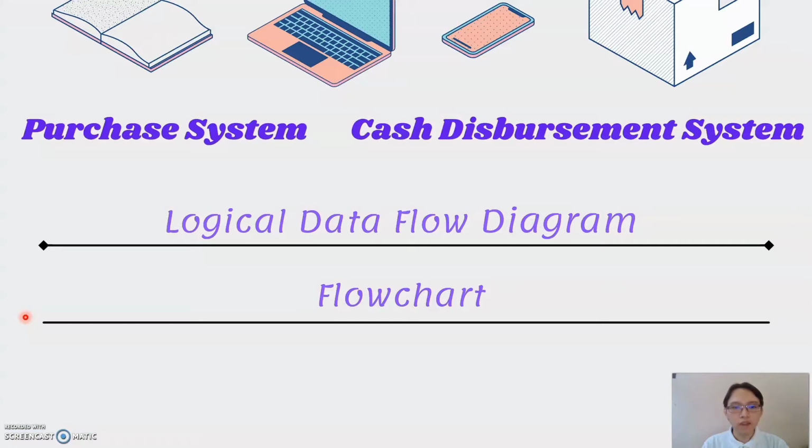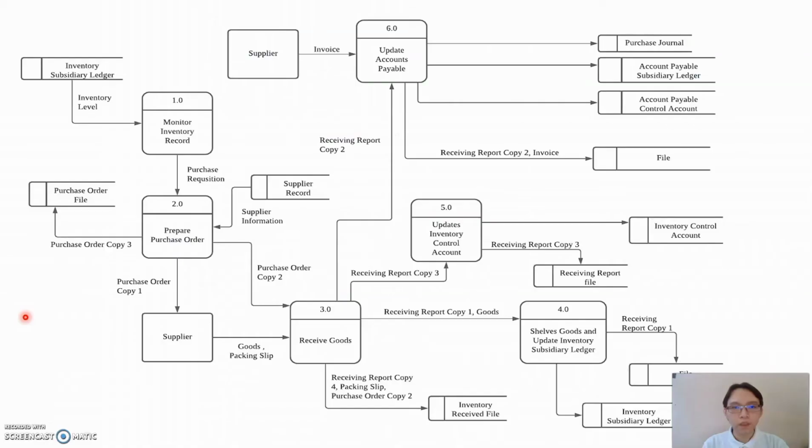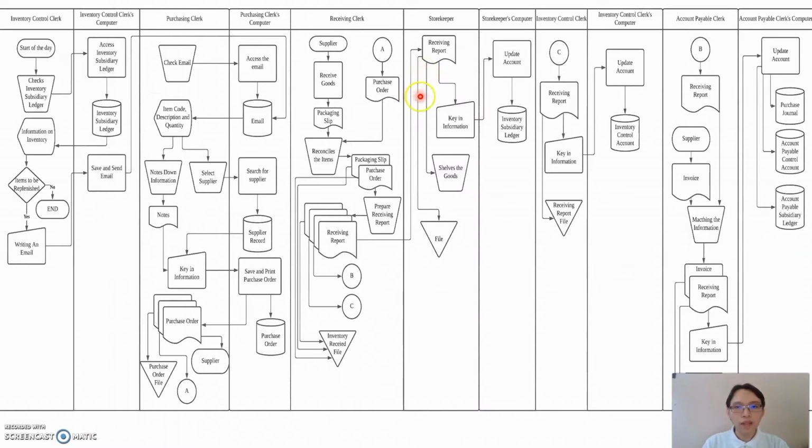Next, the logical data flow diagram and the flow chart. This is the logical data flow diagram for the purchase system. There are 6 processes inside the logical data flow diagram. First, monitor inventory record. Second, prepare purchase order. Next, receive goods. And the next, store goods and update the inventory subsidiary ledger. Last but not least, update the inventory control account. And the last, update the accounts payable. We will look at the flow chart for a detailed description.